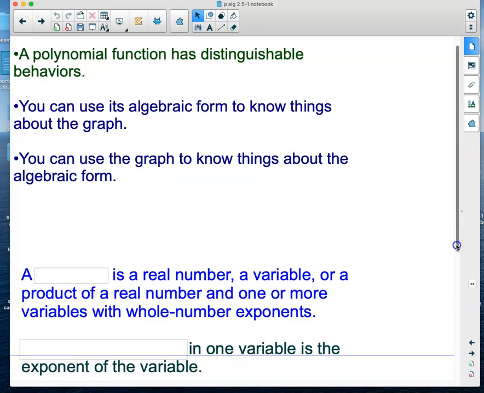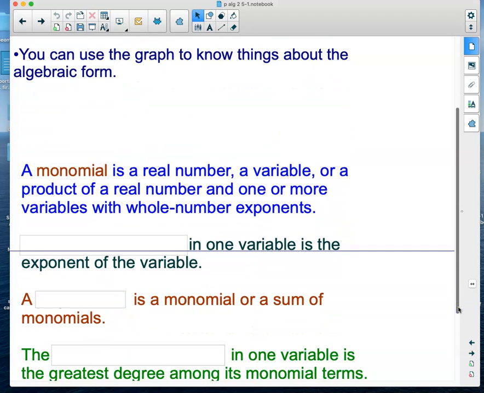Now, we have a little blank here we have to fill in, and that is a monomial. Now, I've already introduced you to this because I talked to you about those greatest common factors and how we're taking a monomial out. So it's one term. It's a real number, a variable, or a product of a real number and one or more variables with whole number exponents. So just one term is called a monomial. Blank in one variable. This is huge. Degree of a monomial in one variable is the exponent of the variable.